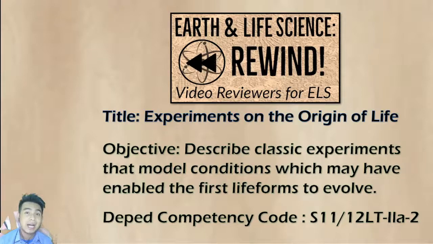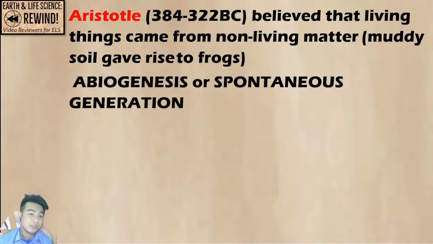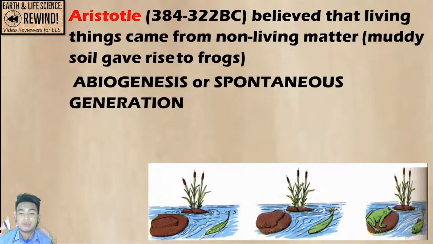We will study how our understanding of the origin of life evolved from the experiments of biologists regarding the origin of life. Our objective is to describe classic experiments that model conditions which may have enabled the first life forms to evolve. The earliest theory on the origin of life started with Aristotle, who believed that living things came from non-living matter, which is termed abiogenesis or spontaneous generation.